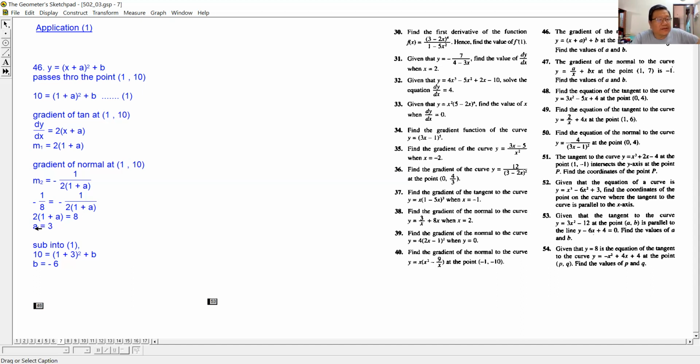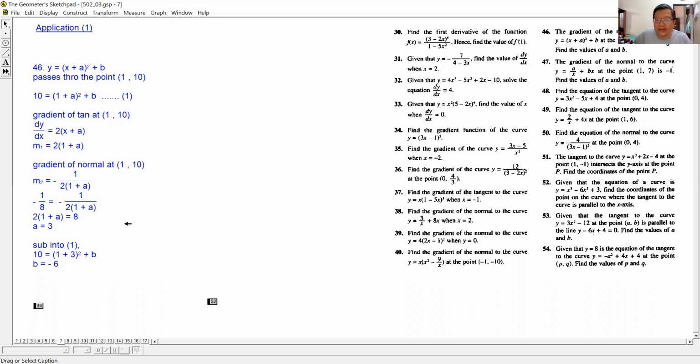So this is the value of a, and you can substitute this value of a back into the equation here. Substitute 3 here, become 16. 3 plus 1 becomes 4. 4 squared becomes 16. 16 bring over the other side, become negative 6. Okay, so far understand or not first?